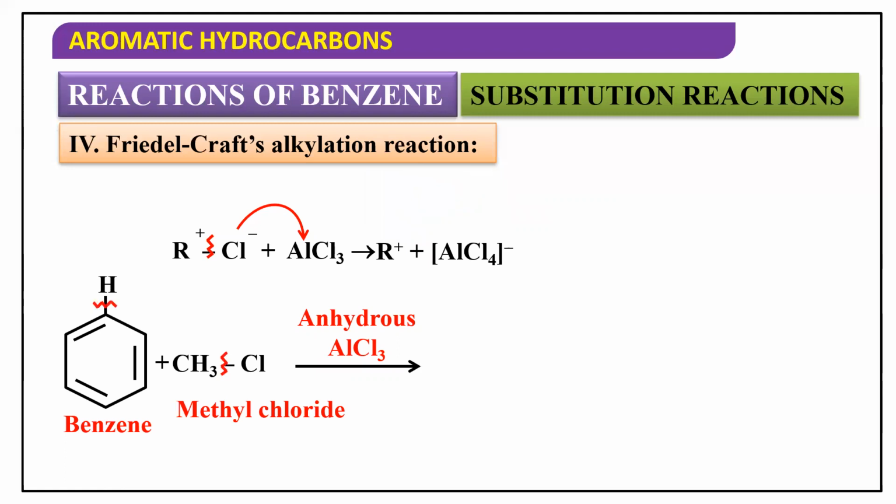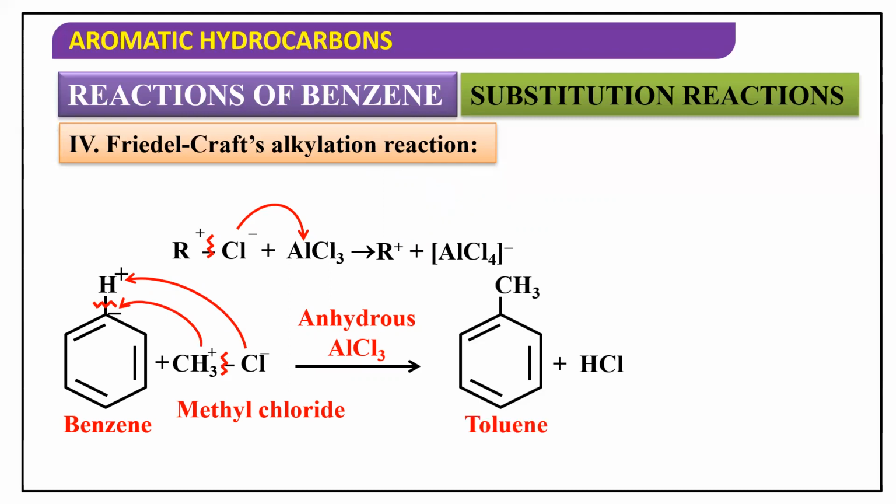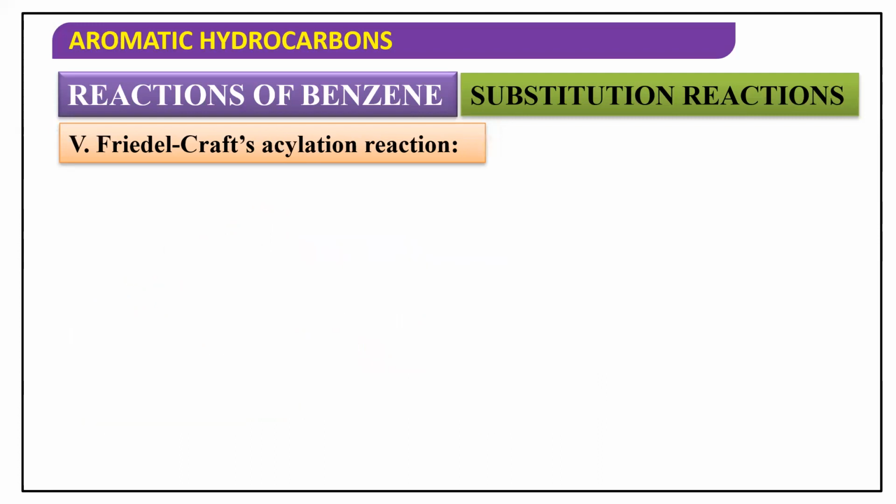So what will happen to hydrogen? H plus will be taken away by Cl minus to go out as HCl. Now in place of H plus, the electrophile, which is CH3 plus, will attack. It will attack the negative charge. It will form a bond using those two electrons to form toluene or alkyl benzene in general. Clear? So toluene is what is obtained.